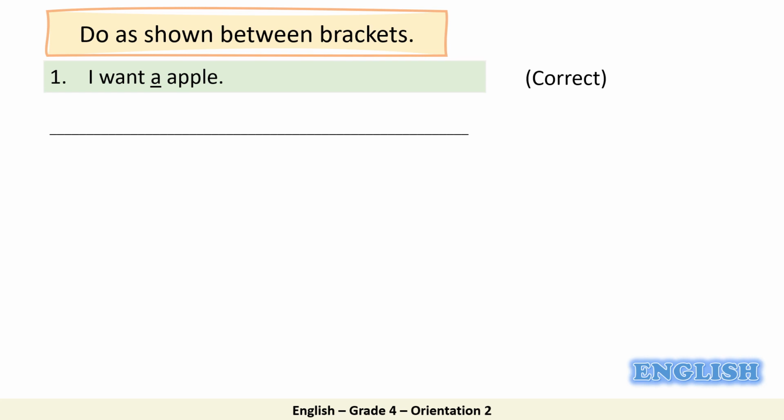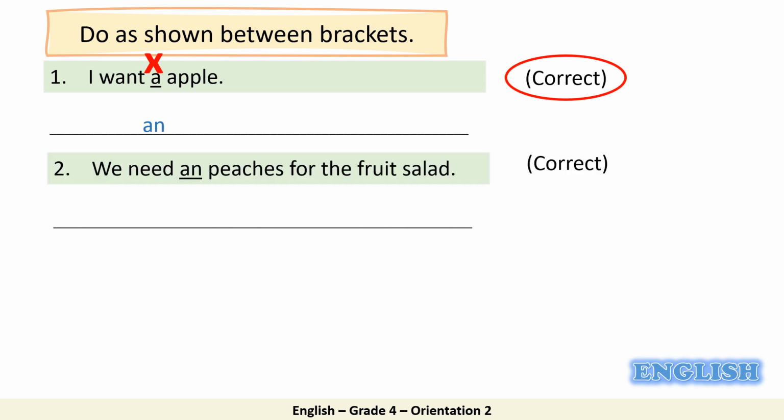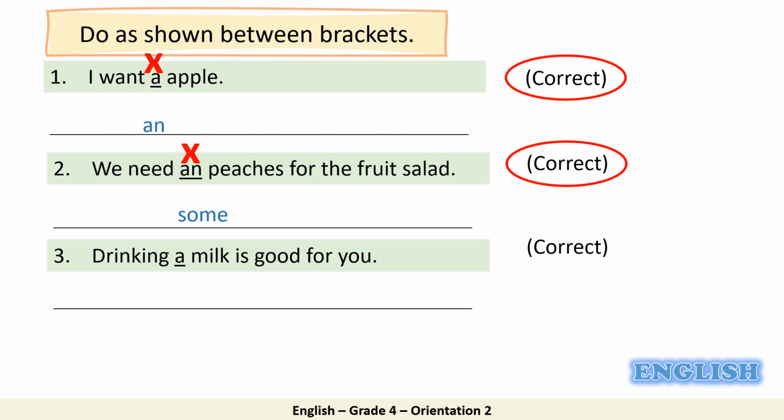Number 1. I want an apple. You need to correct the underlined word. Apple starts with a vowel, so we would say an apple. Number 2. We need an peaches for the fruit salad. Let's correct the underlined word. It's wrong. It should be we need some peaches for the fruit salad.